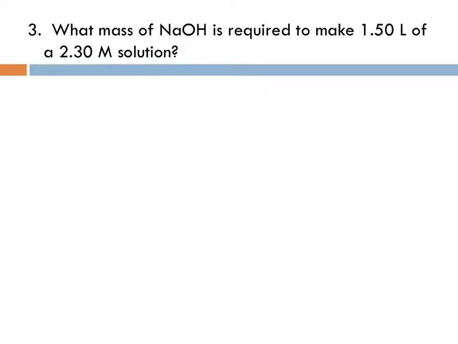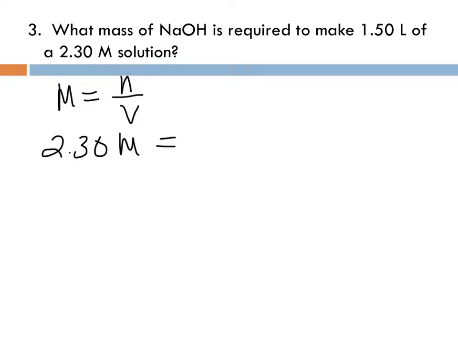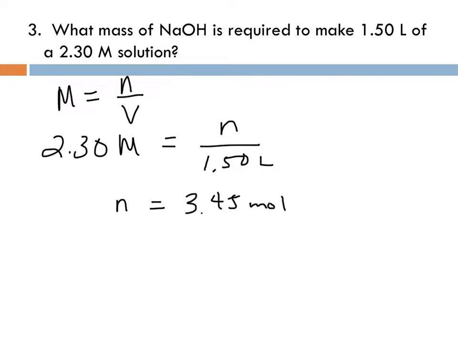Next, we're asked to determine what mass of sodium hydroxide is required to make 1.50 liters of a 2.30 molar solution. So this time we know the molarity, 2.30 molar. And we know we want to make 1.50 liters of solution. So what we can solve for is the number of moles of solute. It's 3.45 moles. But that's not what we're asked for. We're asked for mass. So now we need to convert from moles to grams.